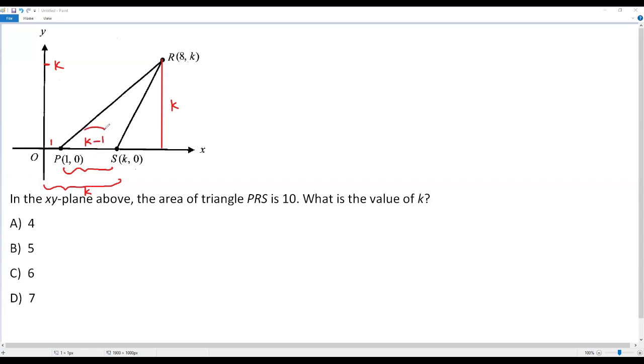Okay, I know the base of the triangle, that is K minus 1, and the height of the triangle, K. So now using the base and height, I'll be able to get the area of the triangle. So let me write it over here. Area of triangle PRS equals, already the area is given in the question, that is 10. We can write 10. And we know the formula to find the area of any triangle. The general formula is 1/2 times base times height equals 10. Already we got the base of the triangle, that is K minus 1. Let me plug in K minus 1 for base, and the height of the triangle is K, equals 10.